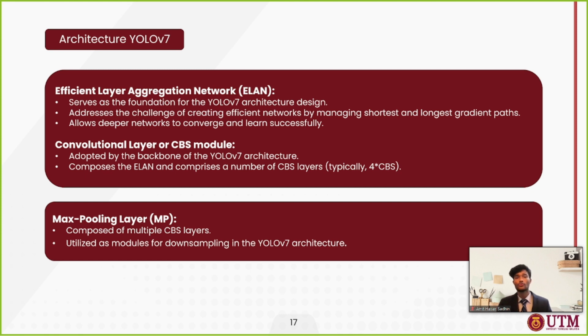The architecture also employs a convolutional layer, or CBS module. This is a core part of the YOLOv7 backbone and forms the ELAN, typically containing 4 CBS layers. Additionally, YOLOv7 utilizes an enhanced max pooling layer consisting of several CBS layers. This layer is used for downsampling within the YOLOv7 architecture, further boosting its efficiency and effectiveness.